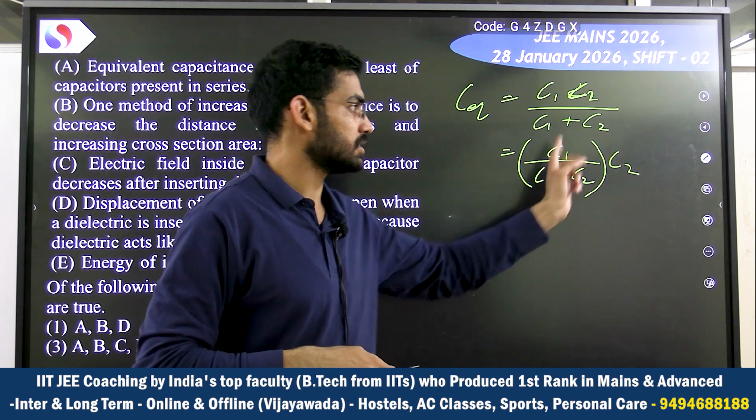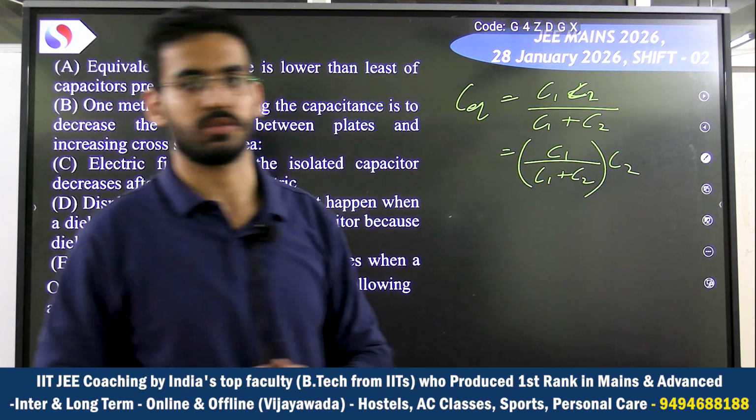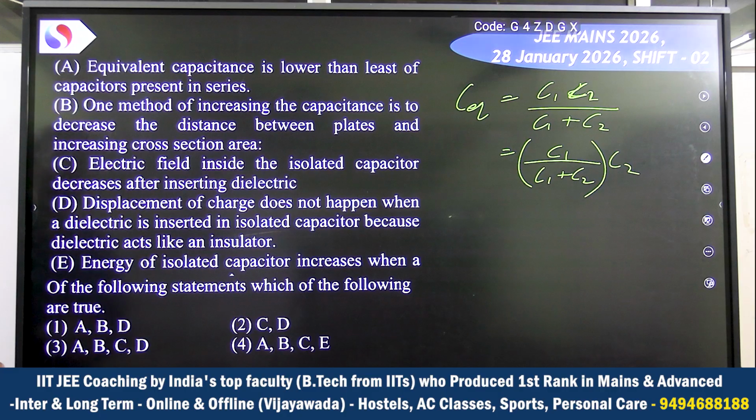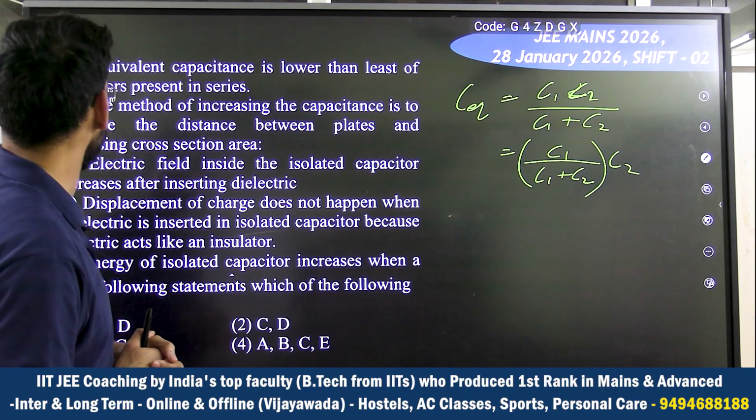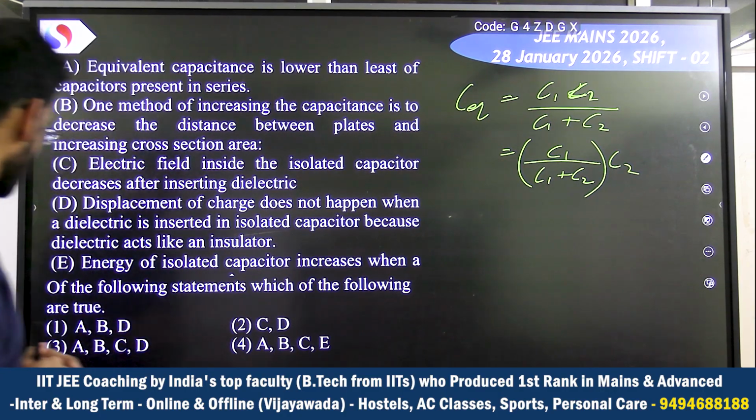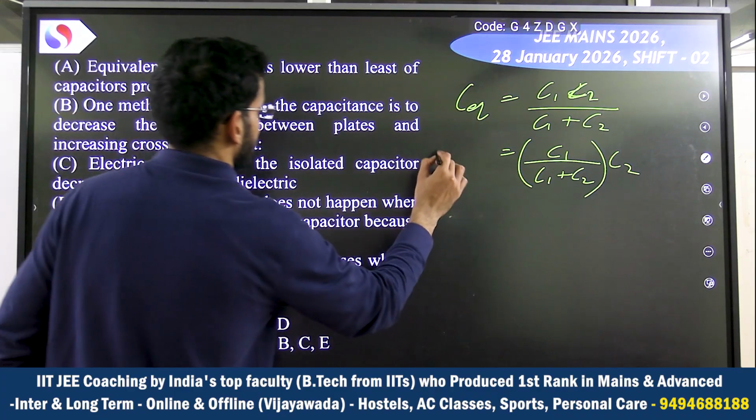Similarly, if you keep C1 outside and C2 inside, you will say the same thing. That means C equivalent is less than both C1 and C2, right? So option A is correct. I think he is asking for the correct ones only. Yes. So option A is correct.